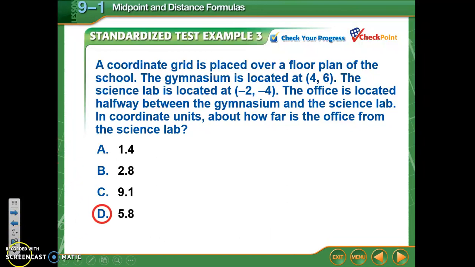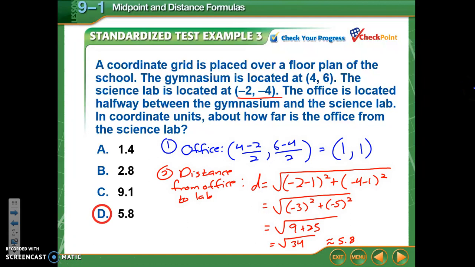All right, and here's the last one for you guys. Your answer here was 5.8 units. And here's the work. Notice in part 1, I did the midpoint between the gym and the lab to get the office. And in the second one, I did the distance from the office to the lab, which is about 5.8 units. And that is the end of this section.